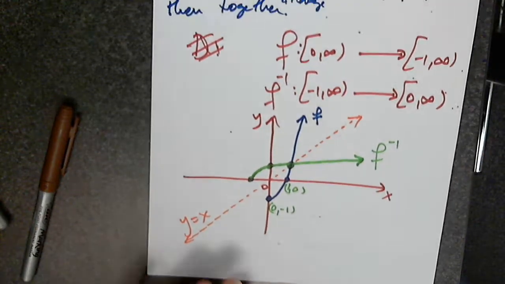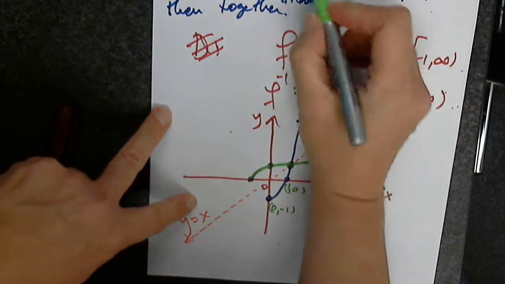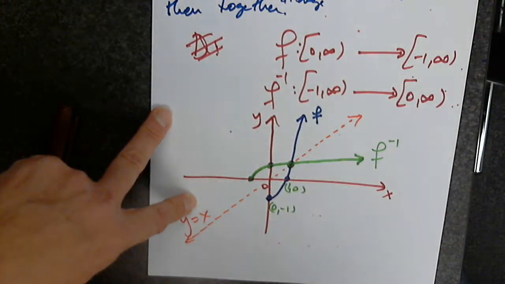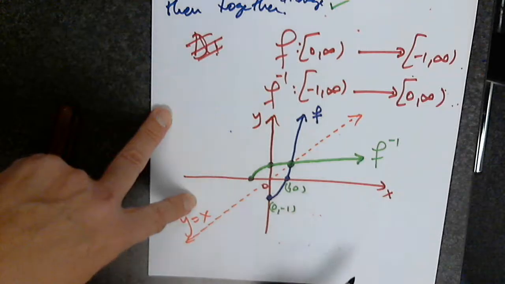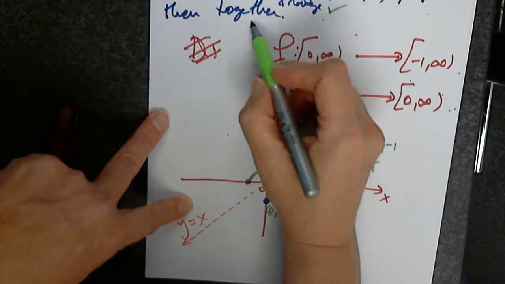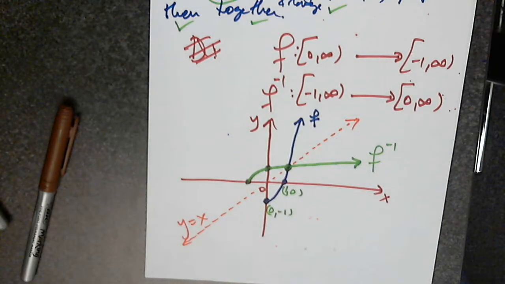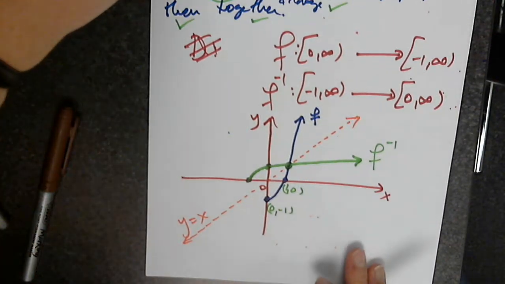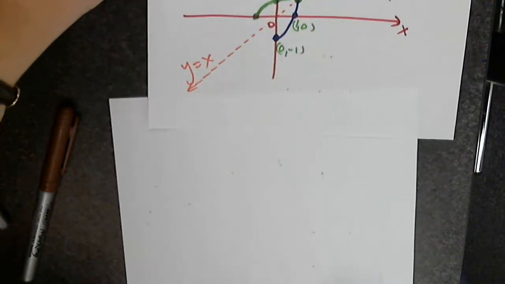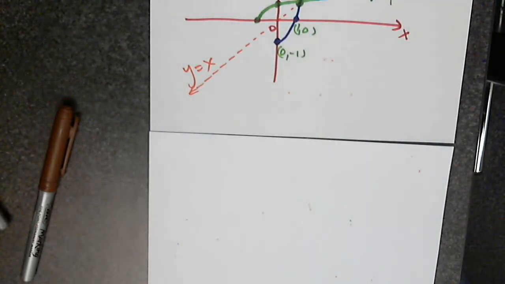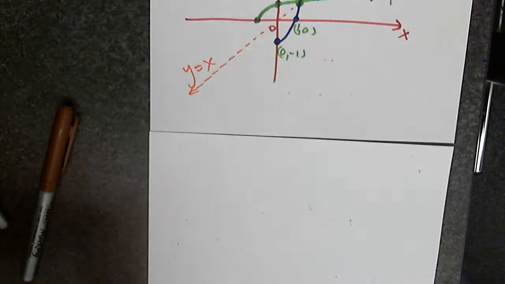So what did I answer so far? I have answered the domain of f, the domain of f inverse, the range of f, and the range of f inverse. I graph them together. That's done. The last thing I have is to find f inverse. Okay, so what would be the first step? If you remember, it's a four-step procedure for finding f inverse.